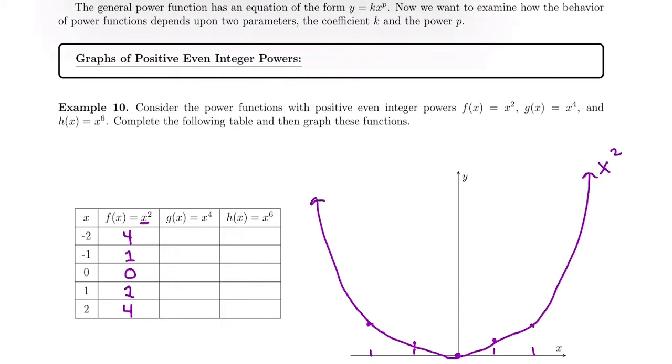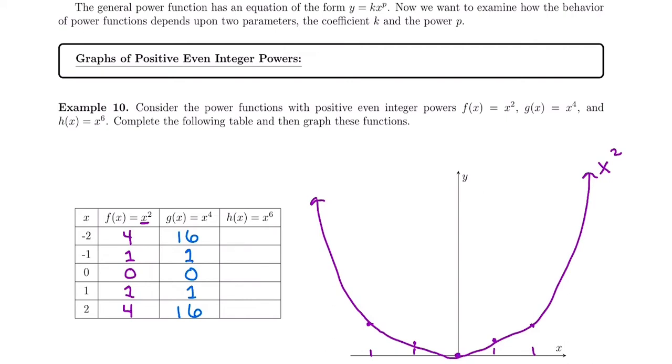Now I'm going to do the same thing with x to the fourth. I'm going to grab my calculator and plug in these x values. -2 in parentheses to the fourth gives me a +16. -1 to the fourth is 1. 0 to the fourth is 0. 1 to the fourth is 1, and 2 to the fourth is 16 again.